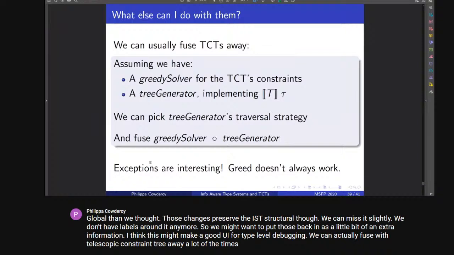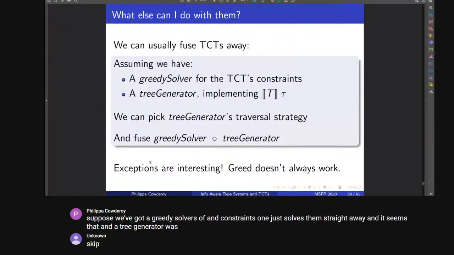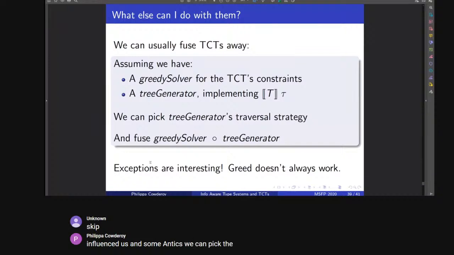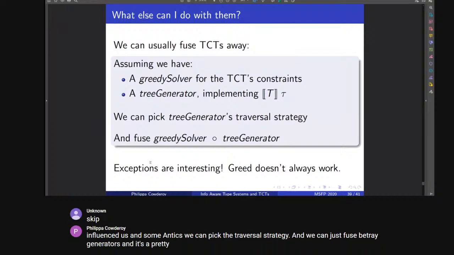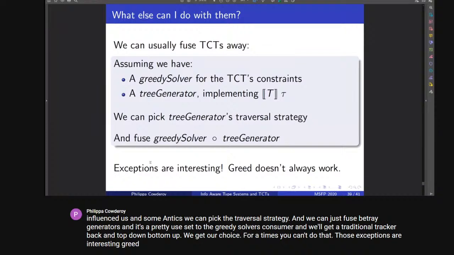Suppose we've got a greedy solver for constraints, one that just solves them straight away the moment it sees them, and a tree generator that implements our semantics. We can pick the traversal strategy, and then we can just fuse the tree generator as a producer to the greedy solver's consumer, and we'll get a traditional checker back. And top down, bottom up, we get our choice. There are times you can't do that. Those exceptions are interesting. Greed doesn't always work.